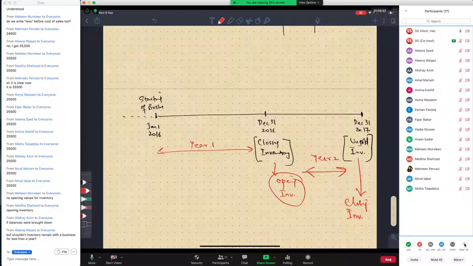Alina Vakas asks, shouldn't inventory remain with a business for less than a year?